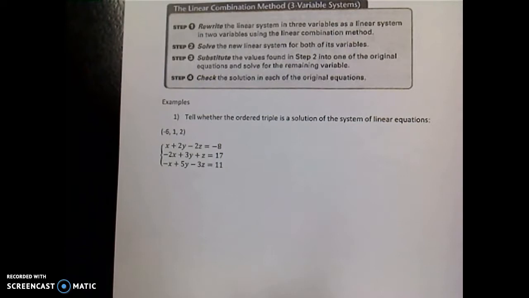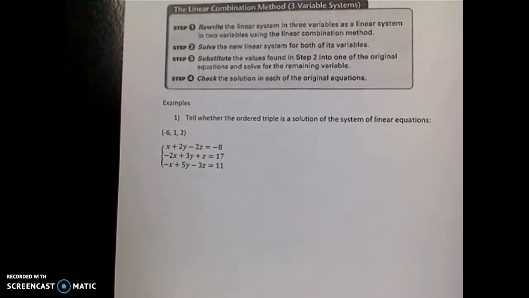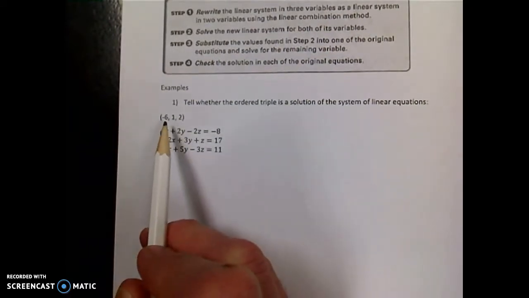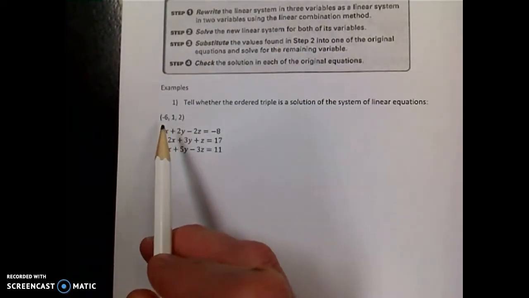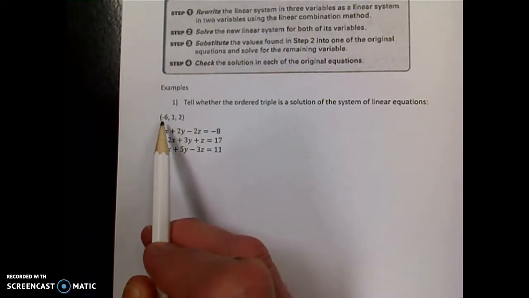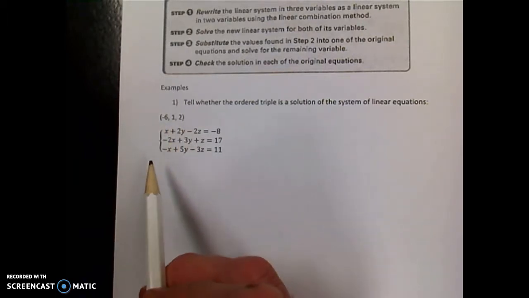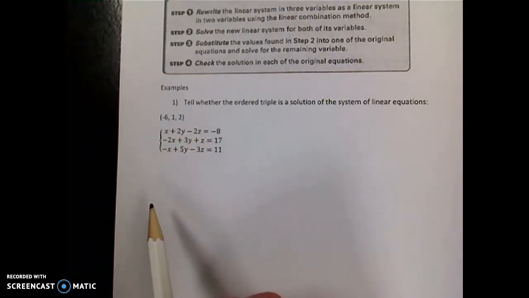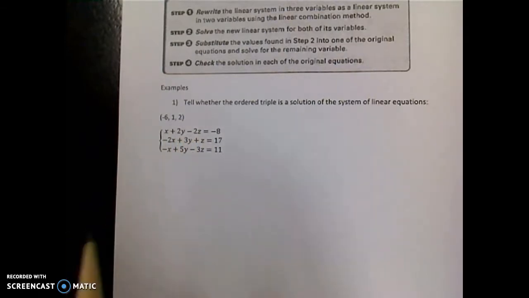So the idea of a solution, remember, means that our x, y, and z solve all three of our equations. It's going to be more important than ever that we check our work. Many steps to these solutions means more opportunities to make careless errors. So we want to make sure that we're checking our answer at the end. How does that look? If we're asked to tell whether an ordered triple is a solution of a system of linear equations, we're going to take our x, y, and z values, plug them in for x, y, and z in each of the equations, and make sure that it solves that equation.